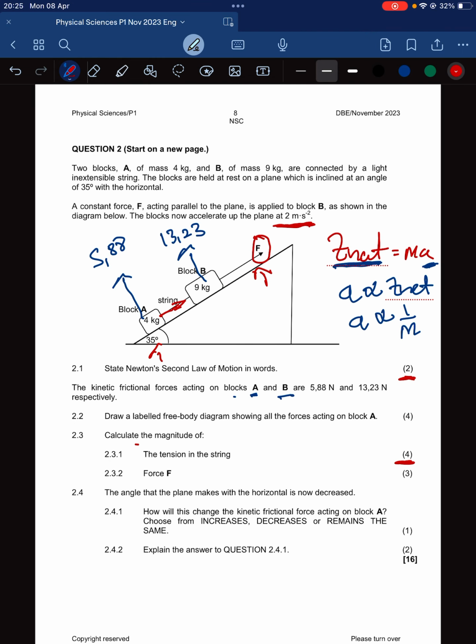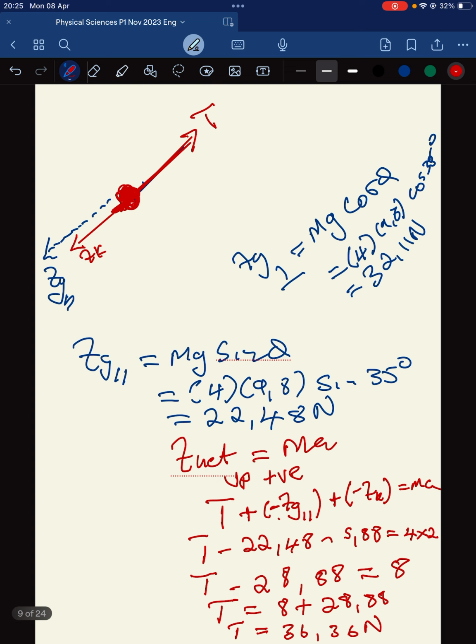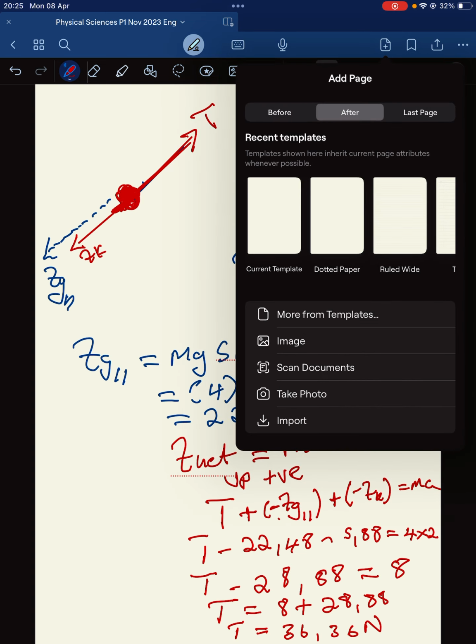Number 2, it says we must calculate the force F. Okay, we must now calculate the force F. I usually say I prefer us to have a free body diagram before calculating anything. So now we are talking about our other block, which is the 9 kg block.